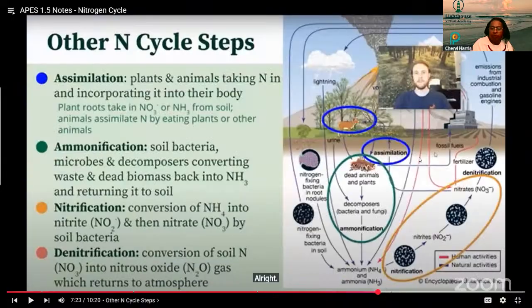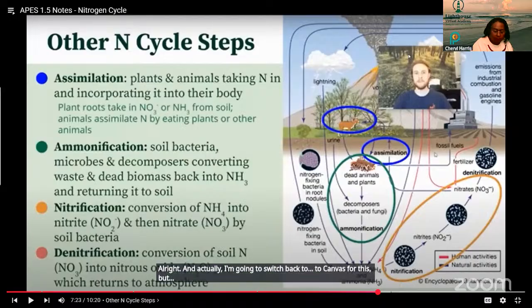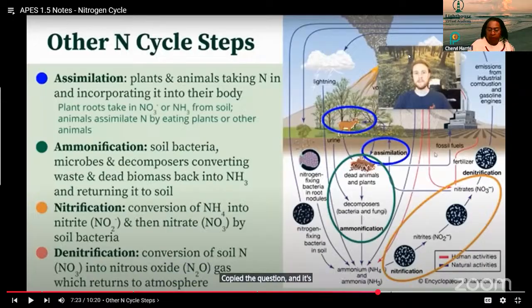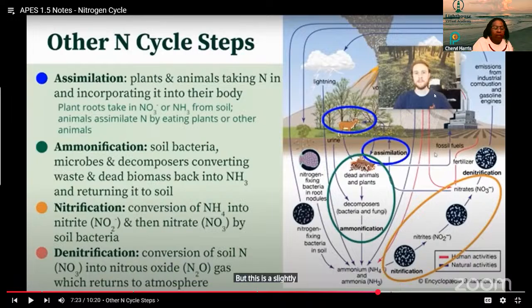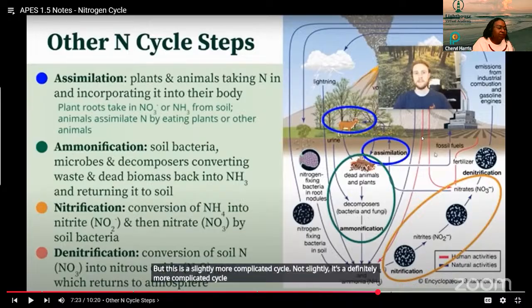And actually, I'm going to switch back to Canvas for this. But the question, like I said, I copied the question and it's going to be in Canvas. So I'll take you there in a minute. But this is a slightly more complicated cycle. Not slightly, it's a definitely more complicated cycle than the carbon cycle.